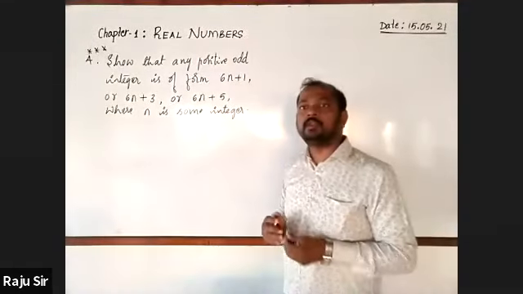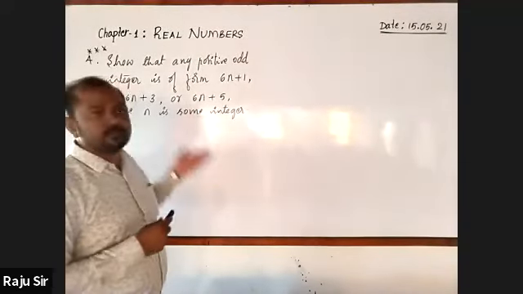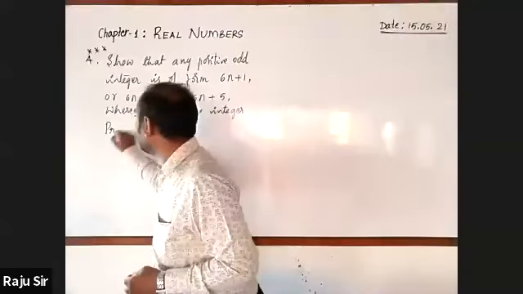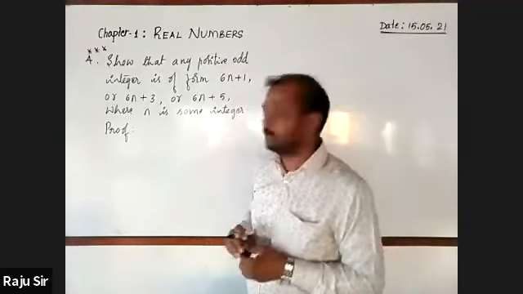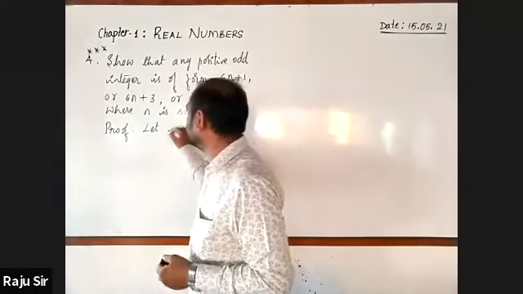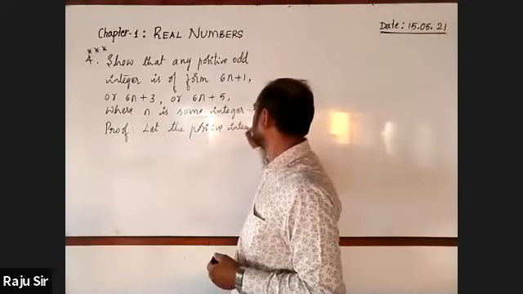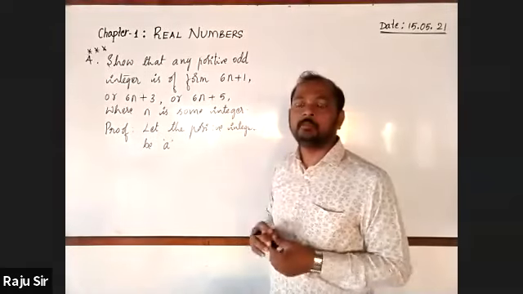As you have already learned how to go about proving this type of statement, please go on writing with me. Prove. We do not know what that positive integer is, so let us assume that positive integer as a. Let the positive integer be a.